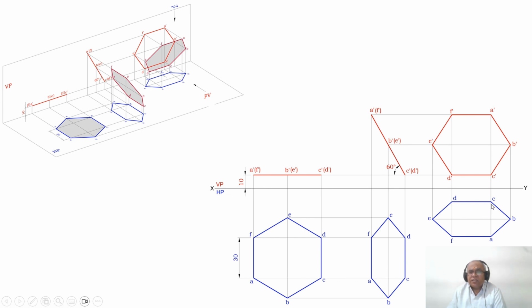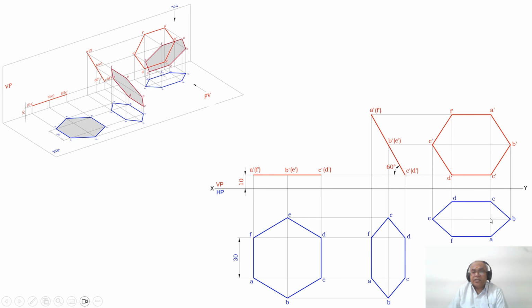Through C, with reference to the horizontal, you measure an angle of 90 degrees and draw a perpendicular in the top view. Similarly, with D as center, you draw a line perpendicular to this. Then you measure the distance from C to A and also from D to F, both are equal, and transfer it from C to this side and also from D to this side. Then you mark these 2 points, A and F. Then you measure the distance from C to this point, which is the same as from D to this point.